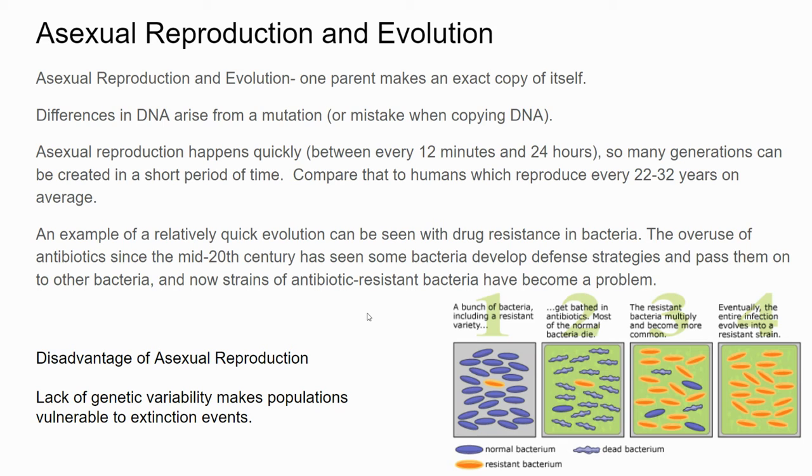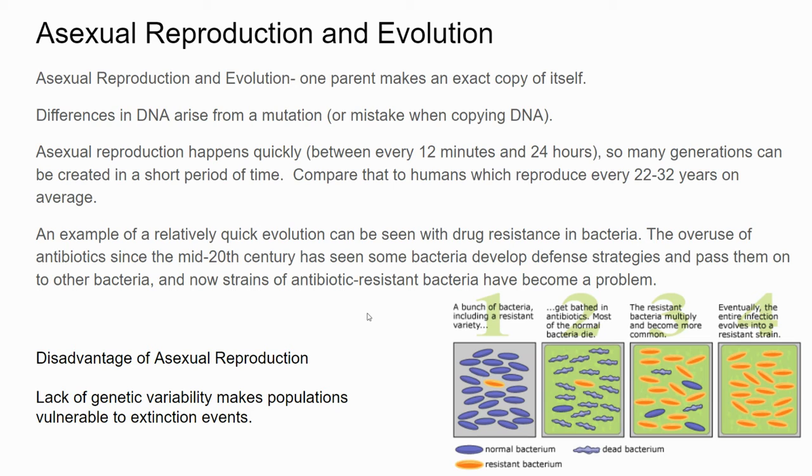Asexual reproduction happens very, very quickly. So many generations can be created in a short period of time. It takes between 12 minutes and 24 hours to create one new generation, whereas humans take 22 to 32 years on average. Okay. So in 32 years, that's thousands and thousands of generations of an asexually reproducing organism.